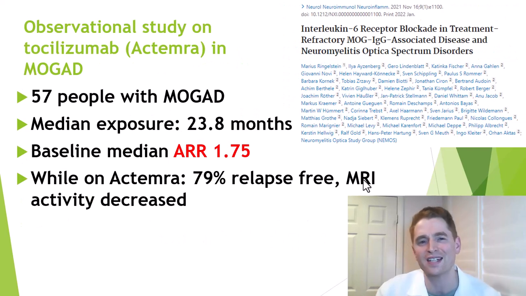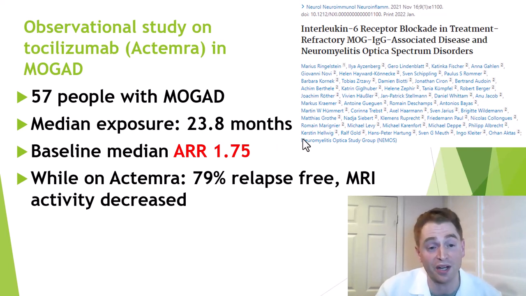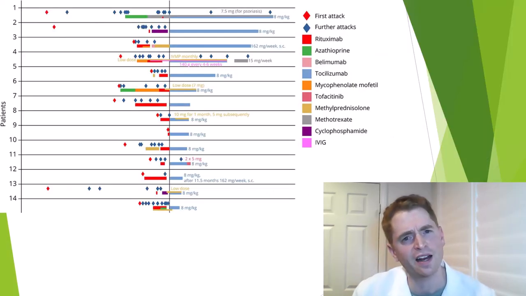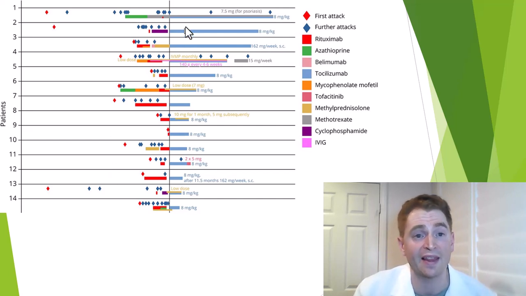What about those interleukin-6 drugs I mentioned? Well, this is an observational study on Actemra, tocilizumab. These drugs work in anti-aquaporin 4 related disease, so it makes sense they could work in MOGAD. And this had 57 people with MOGAD, median exposure 23.8 months, about 2 years, and their baseline median annualized relapse rate was high, 1.75, but while on Actemra, they did well, and in fact 79% were relapse-free, and MRI activity also decreased. And this is data from 14 of the individuals in the study, and this line represents the start of Actemra treatment, and you can see they had far more attacks prior to treatment than afterwards.